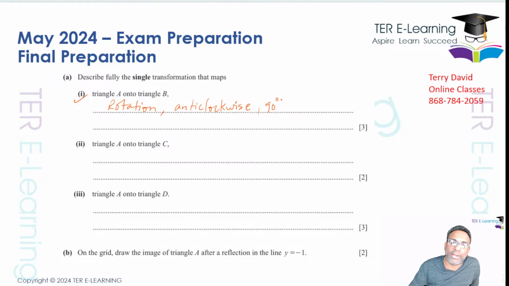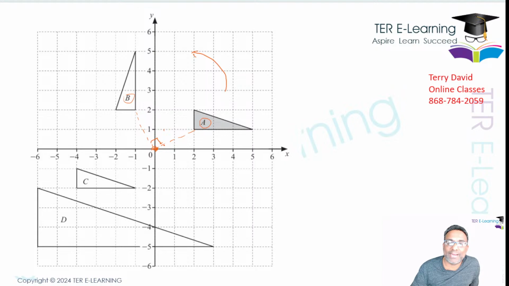About, we need to specify the center of rotation. So that's a coordinate we need to give them. In this case, I'm rotating this triangle about this point here, the origin. So that's what we're looking at there. That's the answer for that part.